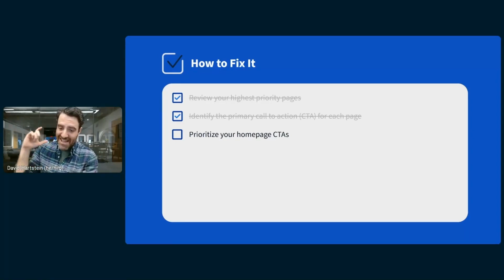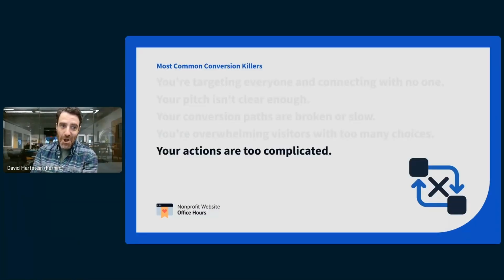Just really call out what that key CTA, that key call to action is, and give it as much weight as you possibly can. All right.